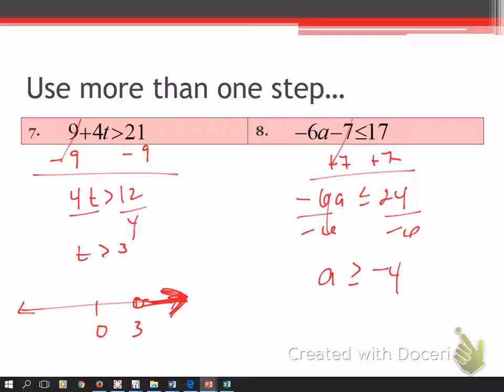Okay, you should have gotten A is greater than or equal to -4. Okay, and if we wanted to graph it, we certainly could. 0 here, -4 here. Closed circle on -4 because -4 is a solution. -4 is equal to -4. And we want to shoot this out to the right because all the rest of our solutions are bigger than -4. Numbers that are bigger than -4. Okay?